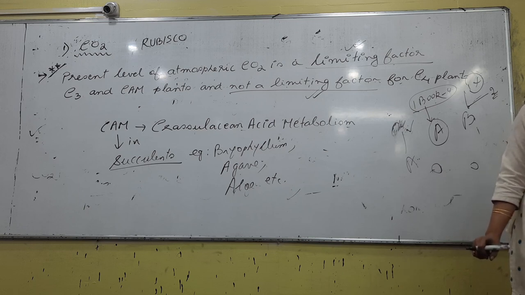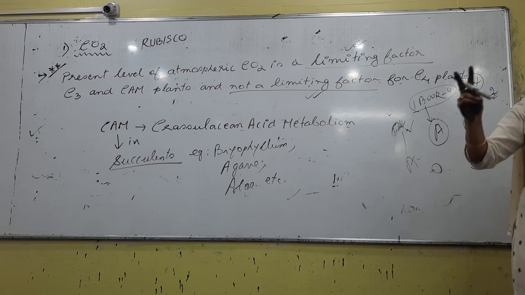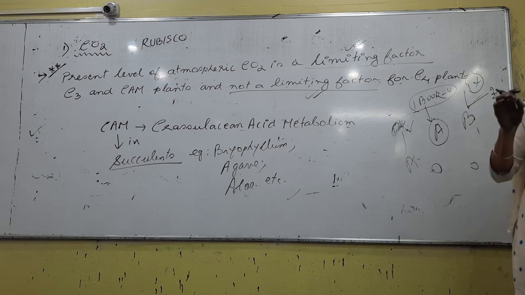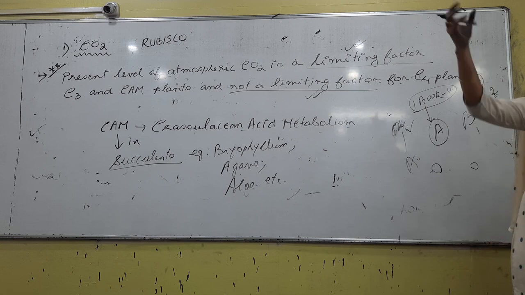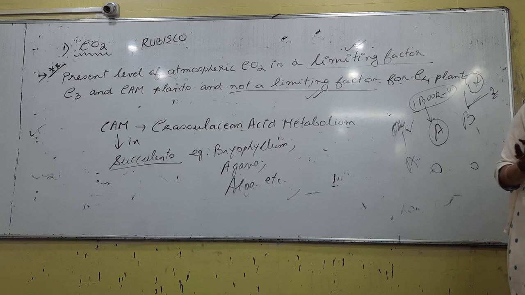Obviously, right? So we will talk about it in the C4 cycle. If you remember, in the C4 cycle, two cells are involved in photosynthesis. In C3 plants, only one cell is involved. It is only the mesophyll cell that conducts photosynthesis in C3 plants. So if it is one cell, it has one source of carbon dioxide generally, right?